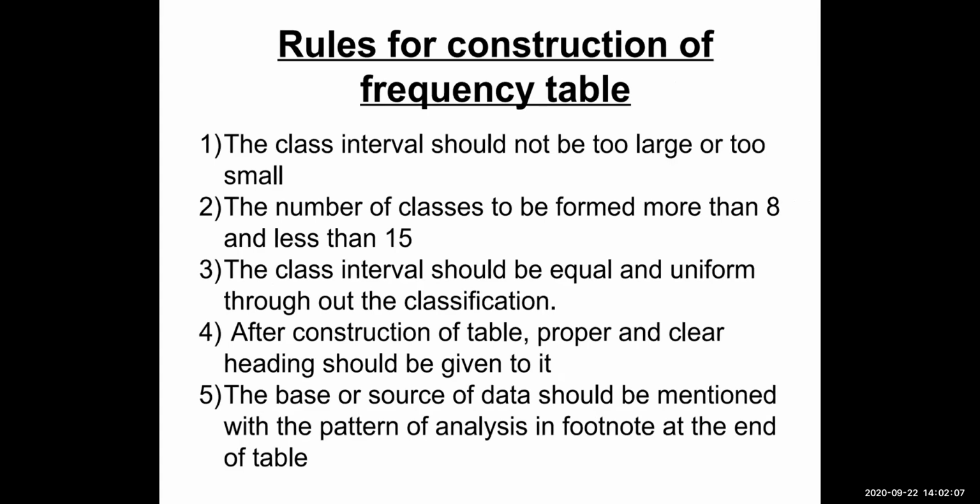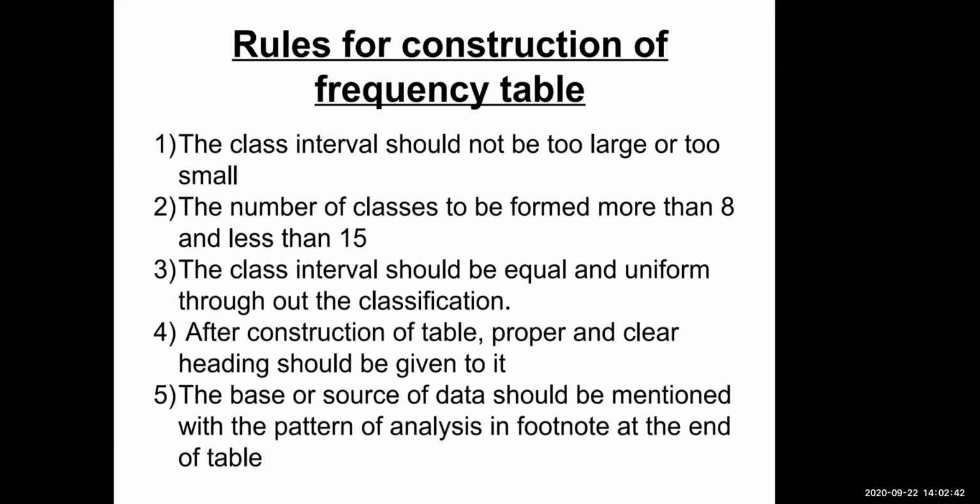So what are the rules for construction of a frequency table? The class interval should not be too large or too small. The number of classes to be formed should be more than 8 and less than 15. And the class interval should be equal and uniform. Like let's say for example 10 to 20, 20 to 30, 30 to 40. So here the class interval is uniform and that is 10. So after the construction of table, proper and clear heading should be given to it, and the base or source of data should also be mentioned.